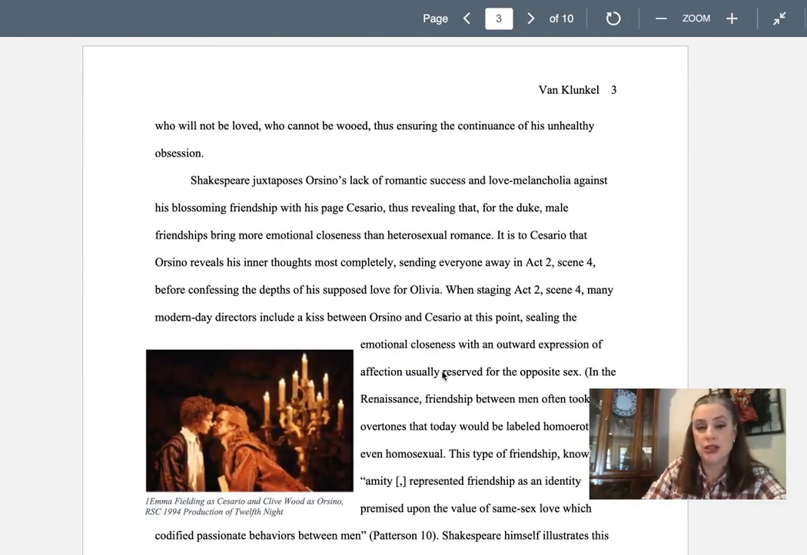I just want to point out, sorry, I hope I'm not making you car sick, that again, my topic sentence is going to relate to the thesis in some way. Shakespeare juxtaposes Orsino's lack of romantic success and love melancholia against his blossoming friendship with his page Cesario, thus revealing that, for the Duke, male friendships bring more emotional closeness than heterosexual romance.